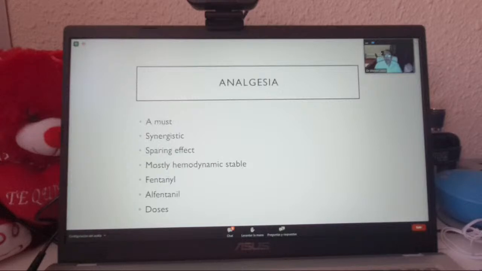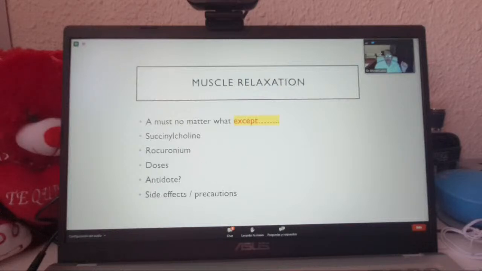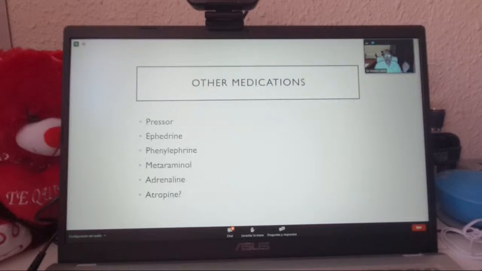As I said, analgesia is a must. It has a synergistic effect with hypnotics, and most of them are hemodynamically stable. Don't be generous with them. Fentanyl is the most commonly used. Muscle relaxation is a must no matter what, except in a few situations. Don't use suxamethonium with a patient with burns. Don't use suxamethonium with a patient with raised ICP. There is a big shift towards the use of rocuronium for most, if not all, cases of rapid sequence induction outside the operating room. And the advantage is that you have a good antidote immediately available for that.